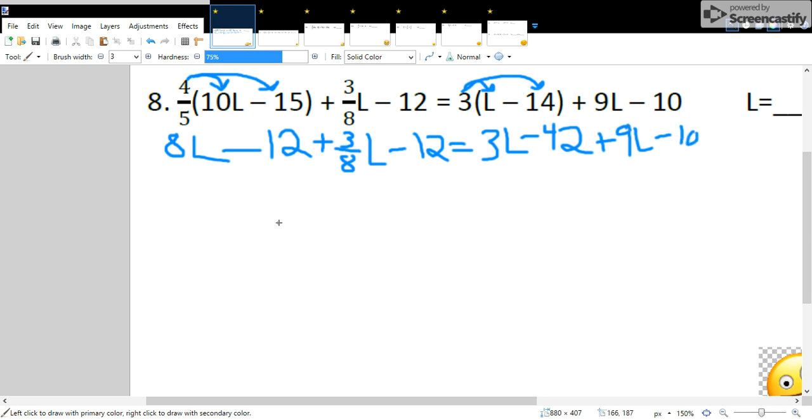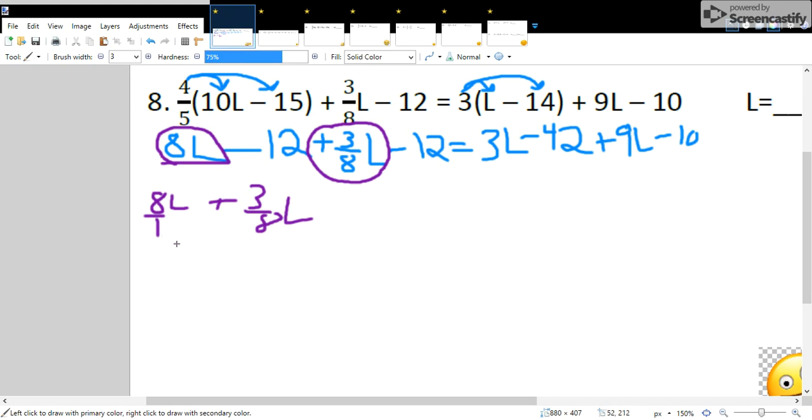Okay, let's go ahead and combine like terms. So let's look at our variables. We have 8L and 3/8 L. Now we can't add these yet. 8L plus 3 over 8L. Whenever we have a whole number, you can always put 1 underneath. Now, to add these, we have to have a common denominator, a common name.